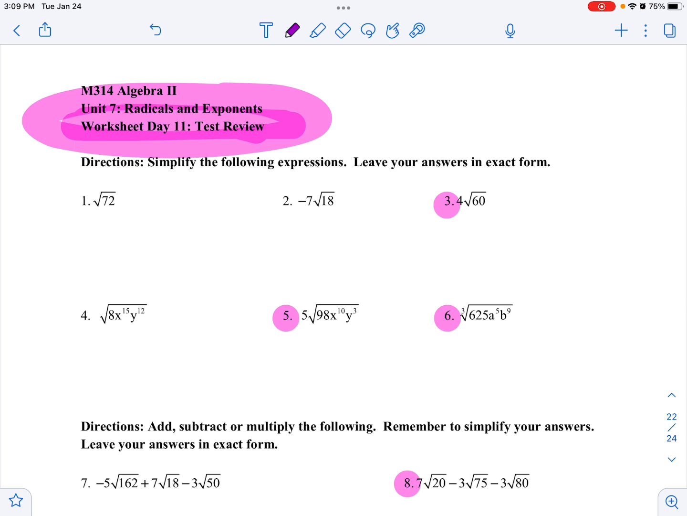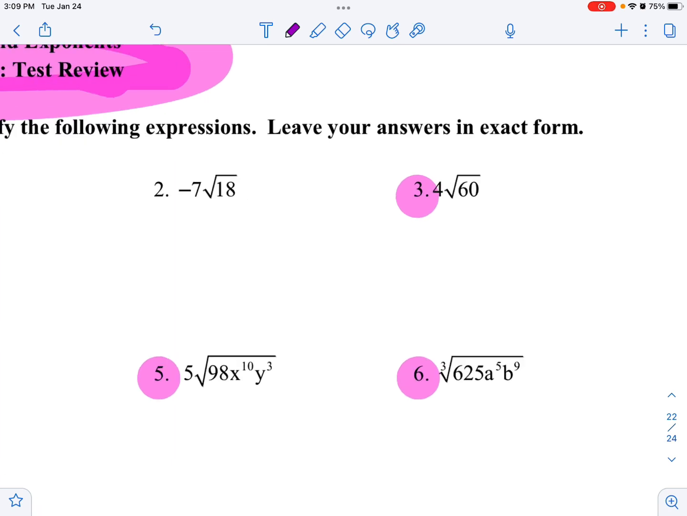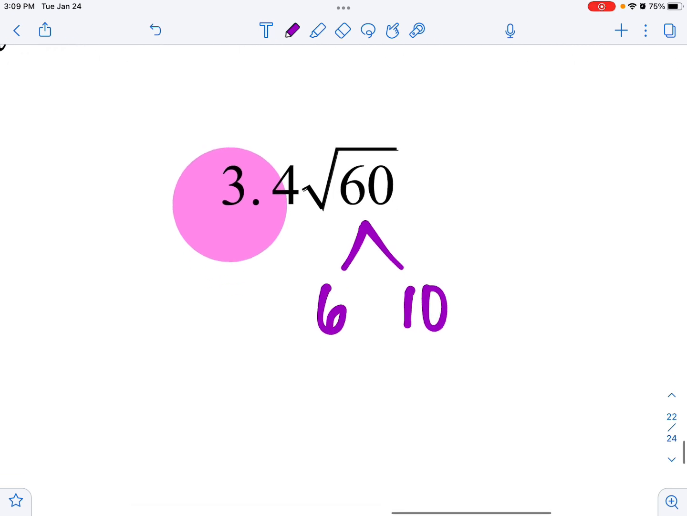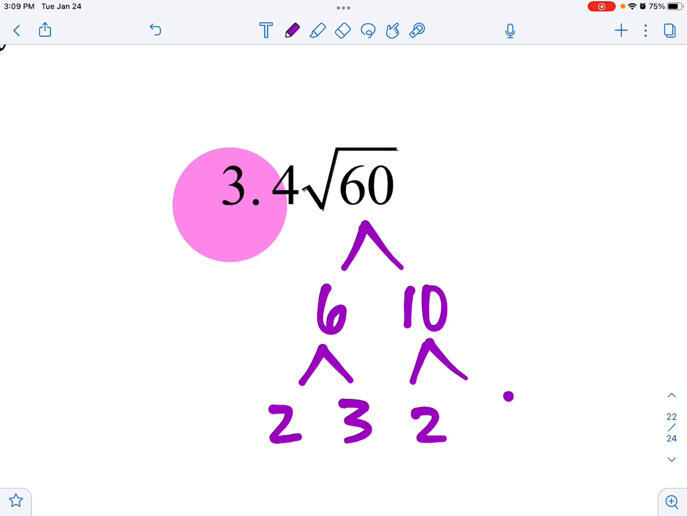I'm going to start with number 3, and after I do number 3, number 2 and number 1 are almost the exact same way. That's why I skipped those two. I'm going to start with number 3. I'm going to break down the 60. The first thing I think of is 6 and 10. Yes, there's other options. 6 breaks down into 2 and 3, and 10 breaks down into 2 and 5.